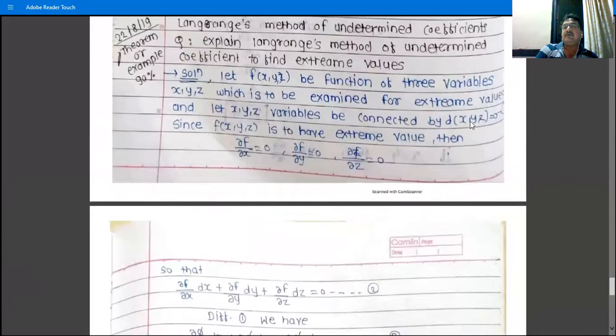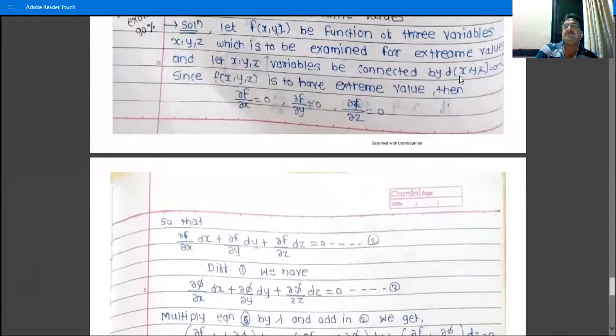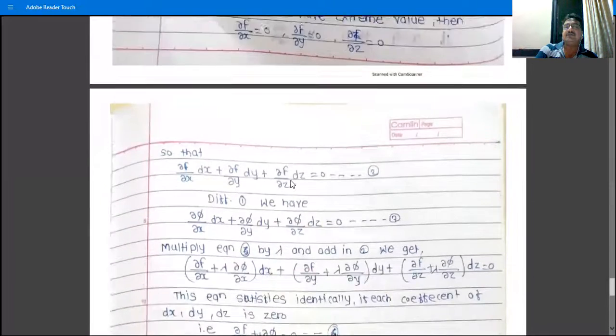This is equation number 1: phi(x,y,z) = 0. The given condition is equation number 1. Then differentiate 1 with respect to x. What is the equation? Phi(x,y,z) = 0. Here we write phi(x,y,z) = 0.